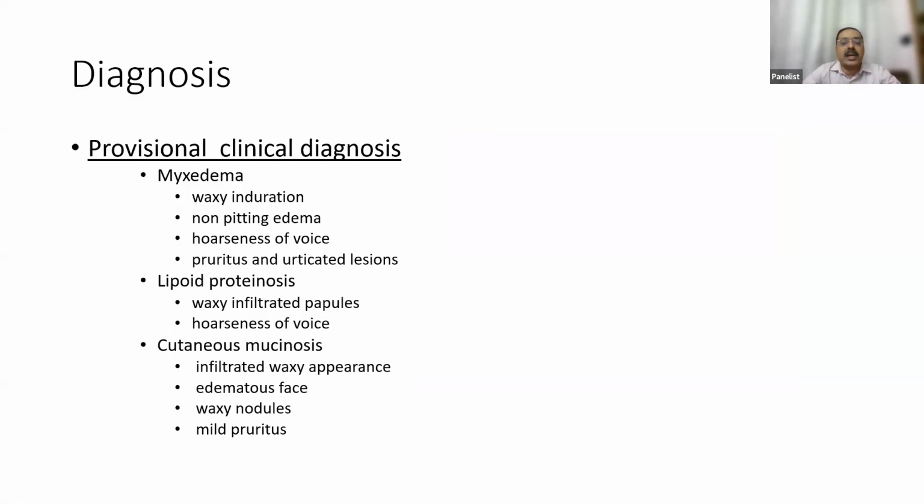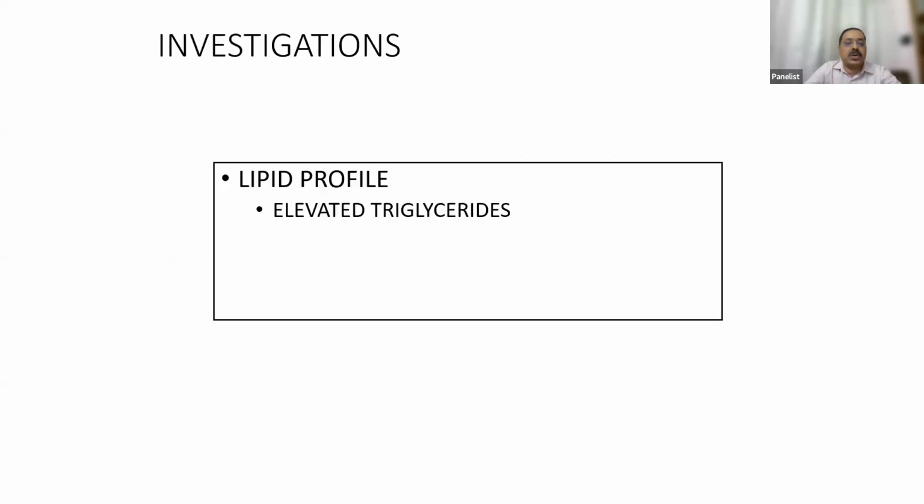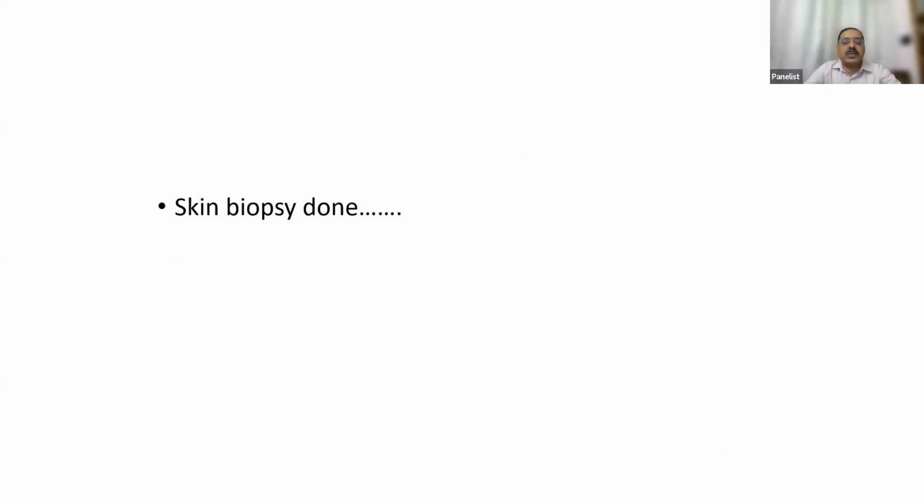We had a working diagnosis of probably myxedema and lipoid proteinosis because there was hoarseness of voice. Both myxedema and lipoid proteinosis can present with hoarseness of voice. And of course, cutaneous mucinosis was one of the differential diagnoses because there was a waxy papular eruption. We investigated, and all parameters were normal. Thyroid function test was also normal, but she had elevated triglycerides, and a skin biopsy was done.